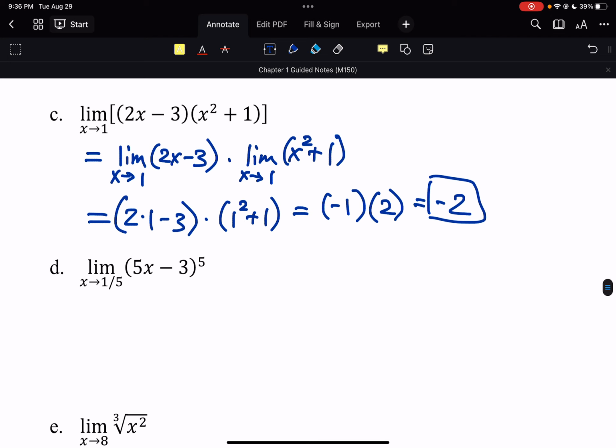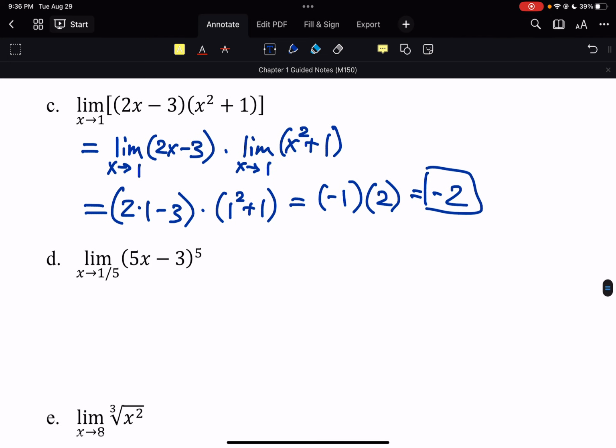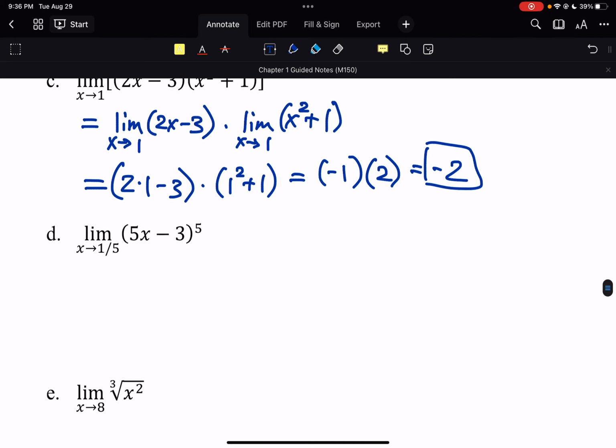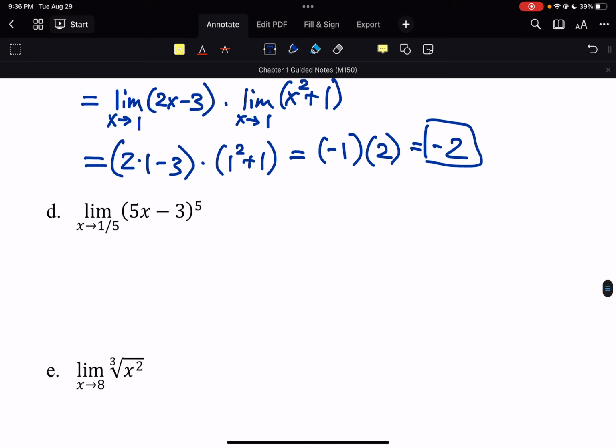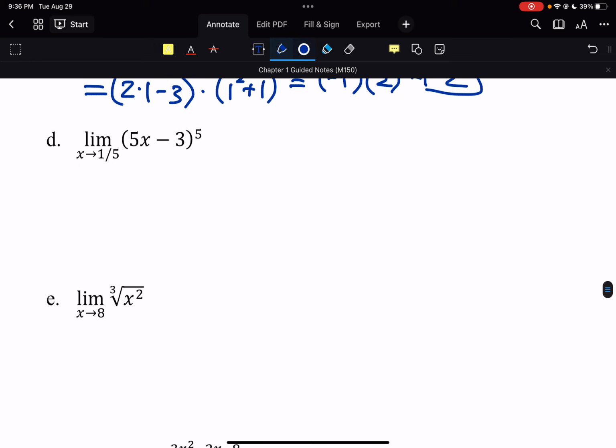So all these limit properties are working in our favor to help us solve any type of limit that we encounter. For part D, we have the limit of this expression raised to the fifth power. We don't have to worry so much about that fifth power. We can just move the limit inside.